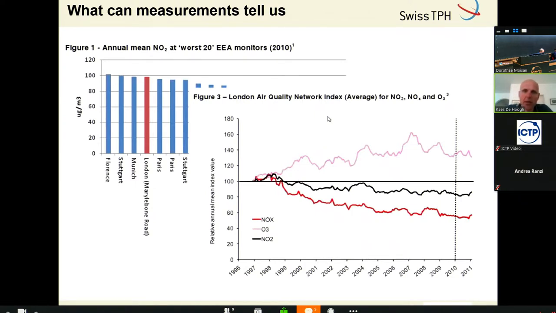So here we look at the air quality in London over many years. We see that NO2 levels have steadily dropped over the years, NOx values as well, but interestingly, ozone levels are going up over time, although they have stabilized a little bit in the latter years. So very important monitoring is to keep an eye on these trends over time.